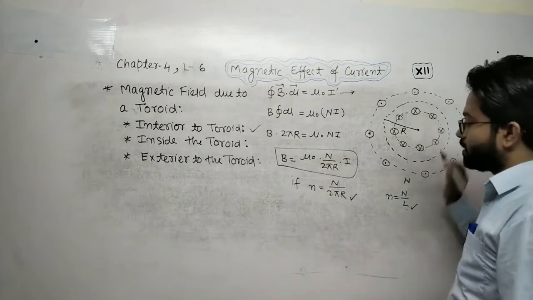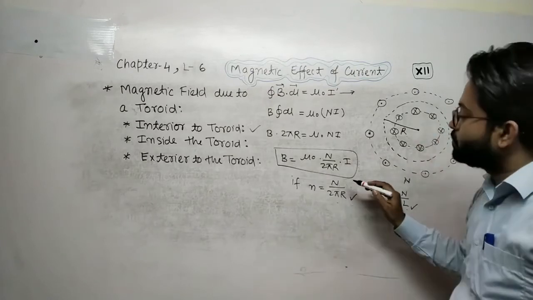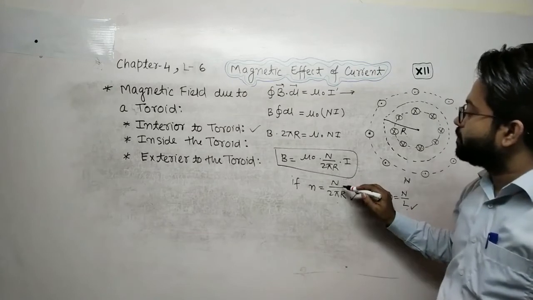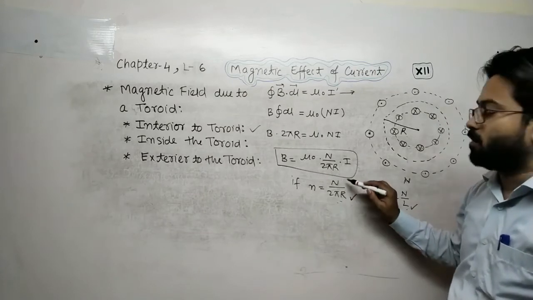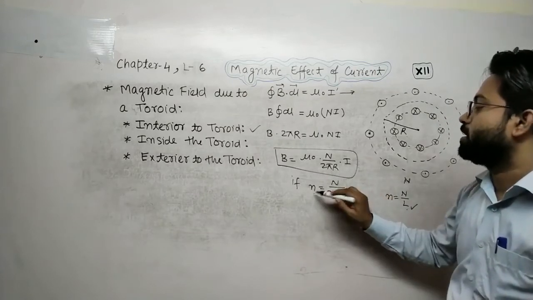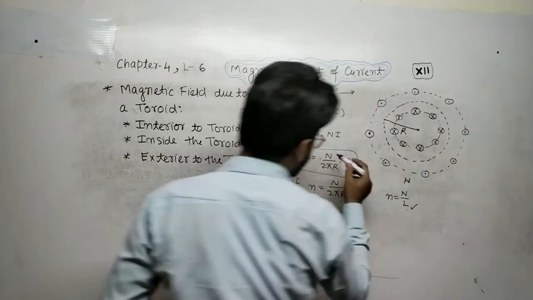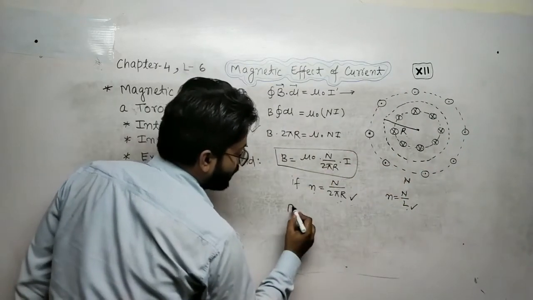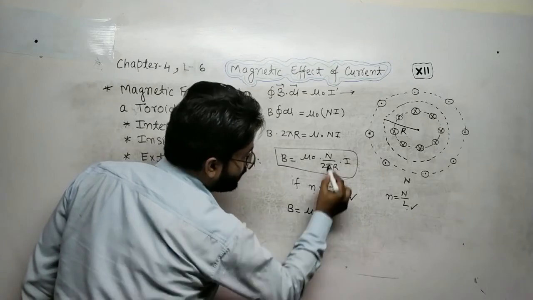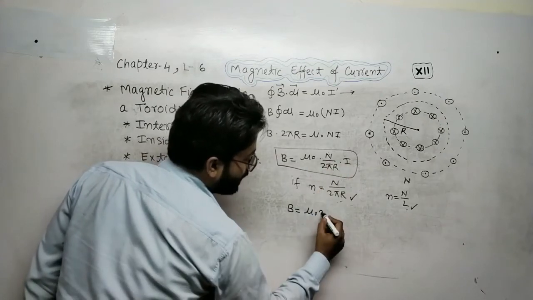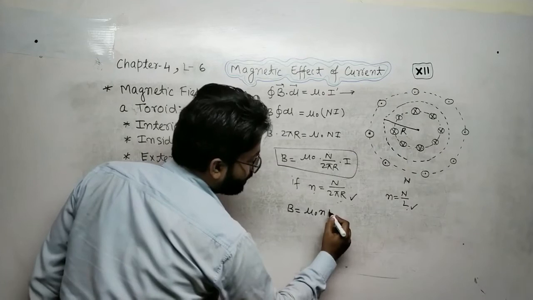Total length means circumference. Means you can say that total number of turns per unit length is called small n. In place of capital N upon 2 pi r, you can write B is equal to mu naught n into I.